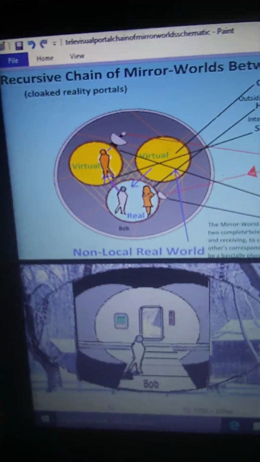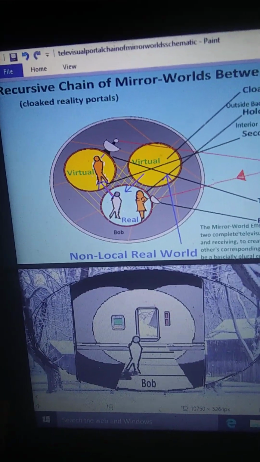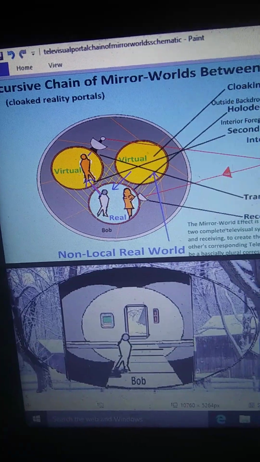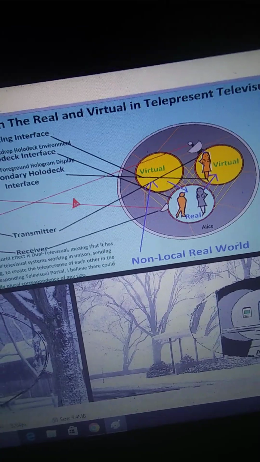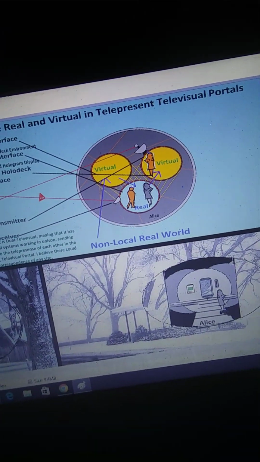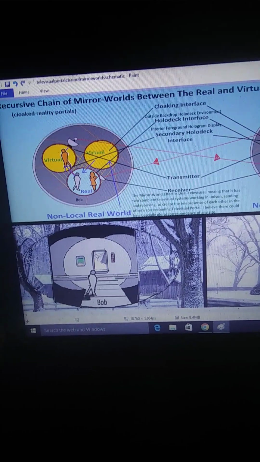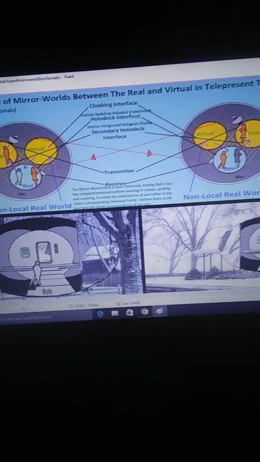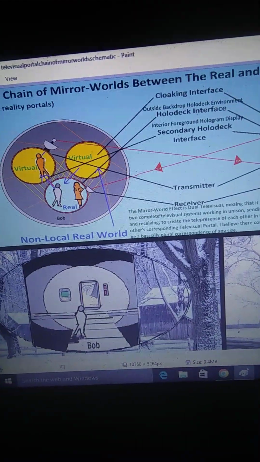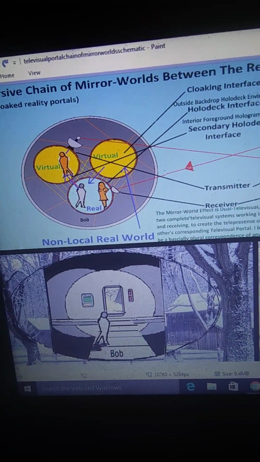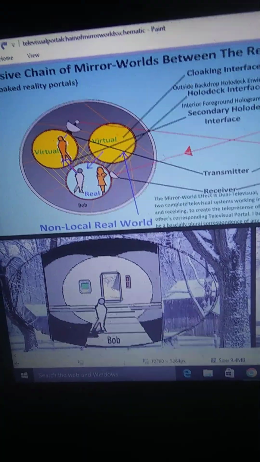Okay, this is about the recursive chain of mirror worlds between the real and virtual in telepresent televisual portals. This is the whole scenery right here. And it's two portals. And the top pictures the schematics of each, cross-sectional schematics.